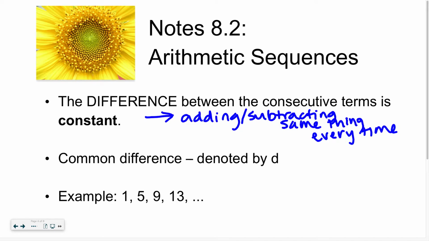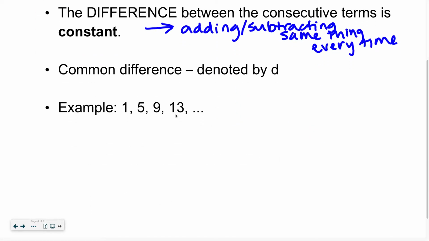We call that thing that we're adding or subtracting a common difference. So we have a name for it, common difference. We label it d. There will be times when I might ask you, is this sequence arithmetic? If so, what is the common difference? So then you should know what that means. Here's an example, 1, 5, 9, 13. Is this arithmetic? 1, 5, 9, 13. You're going up by 4s each time.